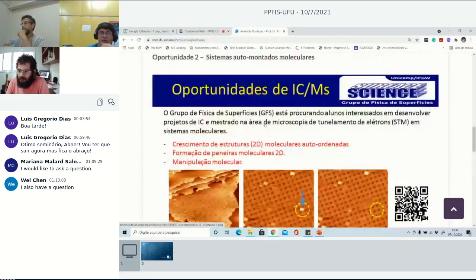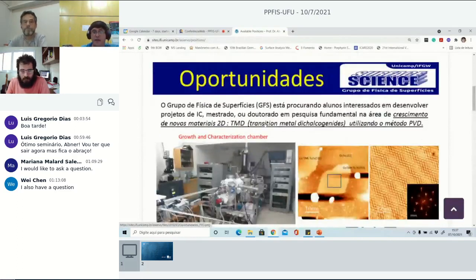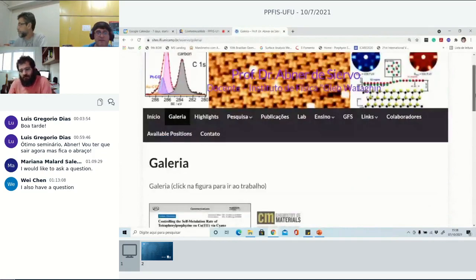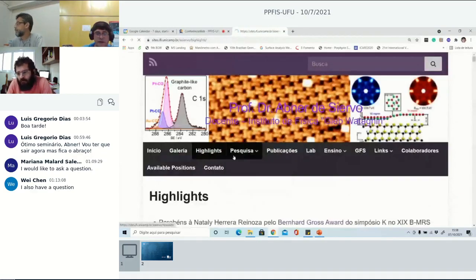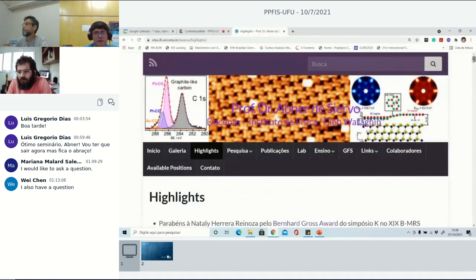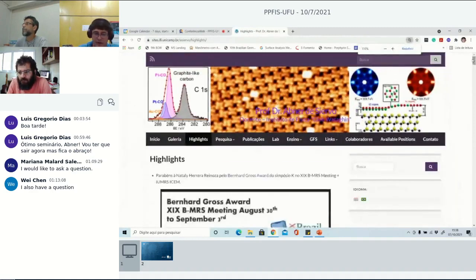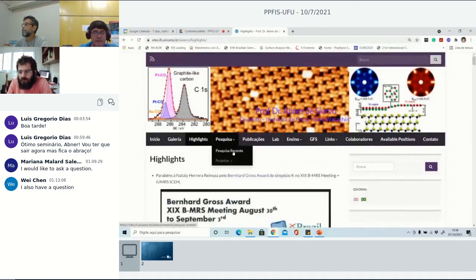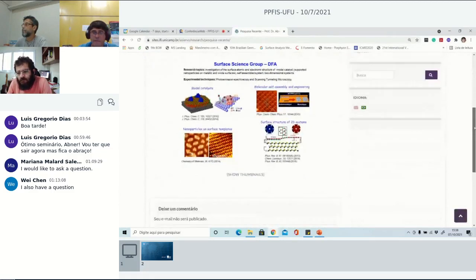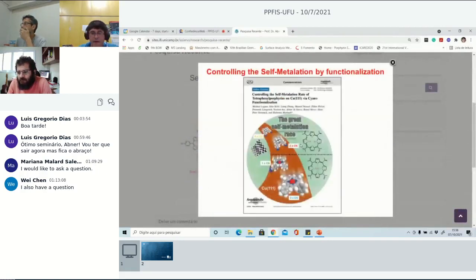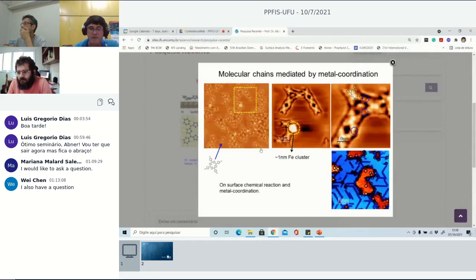In some other cases we cannot really see. In some cases we can even resolve small clusters of atoms. I don't know if I have it here. Let's see highlights. Maybe here we can really see very small clusters of atoms. No highlights, not highlights, minus. Let's see. Maybe here. What I'm looking for is this one.